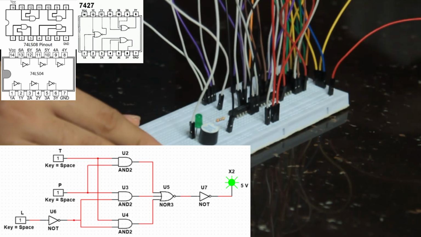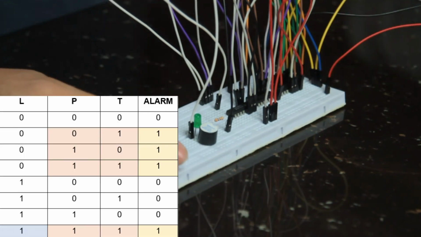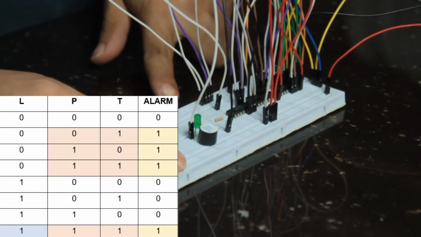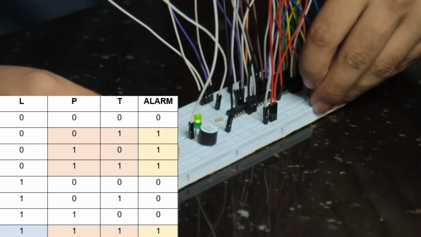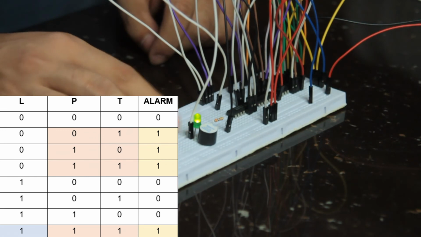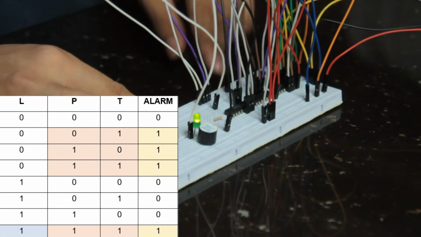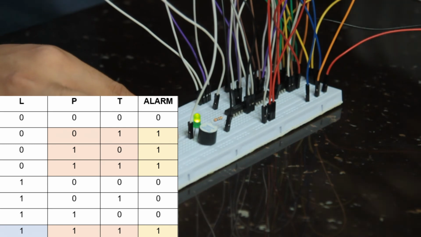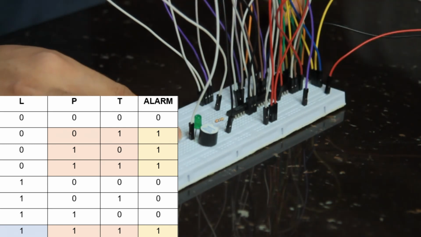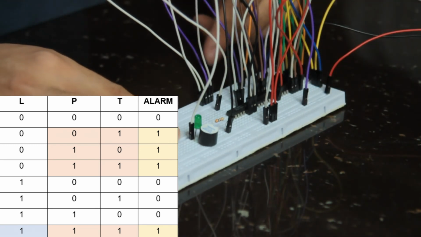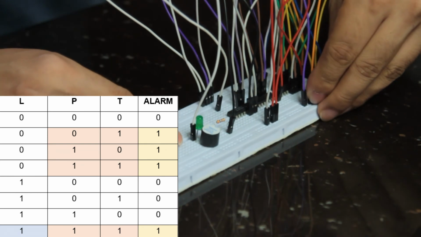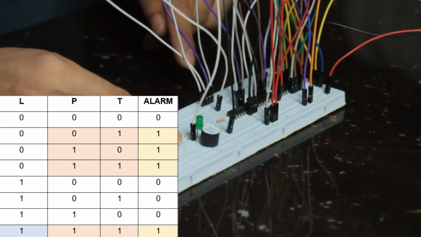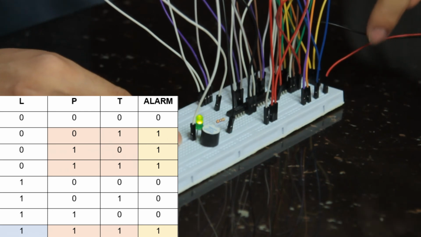Positive terminal, negative terminal. Input L, P, and T, logic 0, output logic 0. Input L and P, logic 0. Input T, logic 1, output logic 1. Nakita nyo yung LED umilaw at saka may marinig kayong buzzer. Input L, logic 0. Input P and T, logic 1, output logic 1. Input L, logic 1. Input P and T, logic 0, output logic 0. Umilaw. Input L and input T, logic 1, output logic 0. Input L and P, logic 1. Input T, logic 0, output logic 0. Input L, P, and T, logic 1, output logic 1.